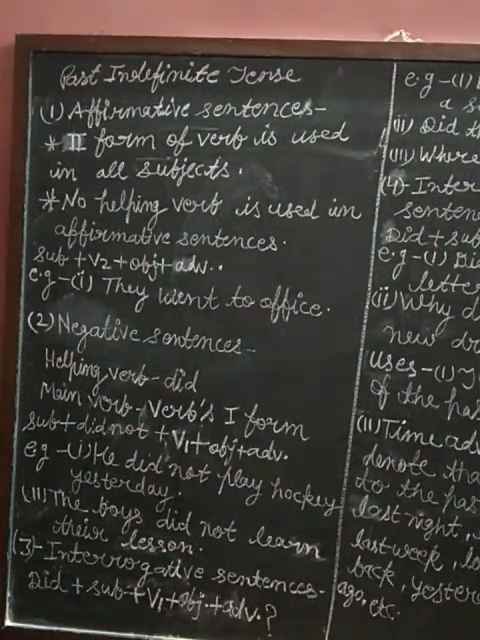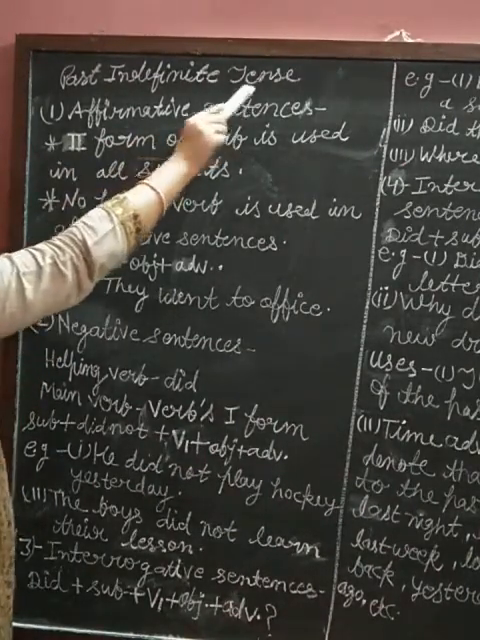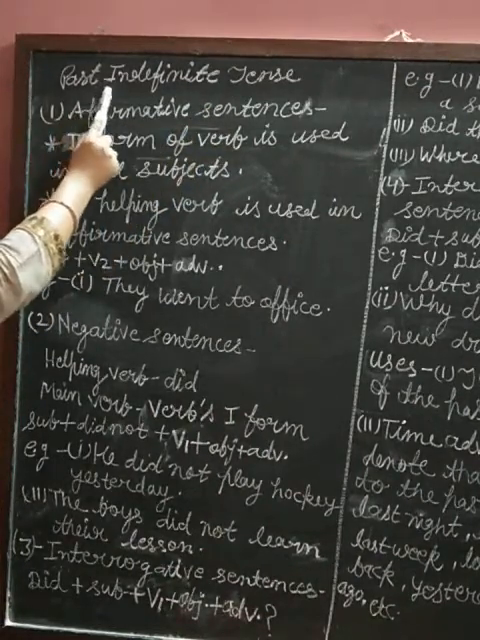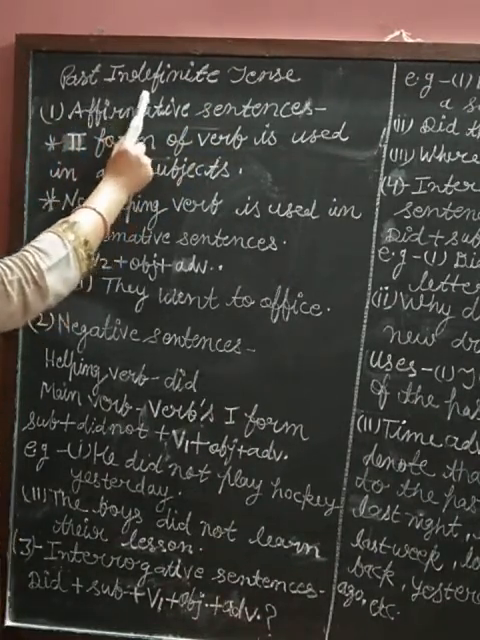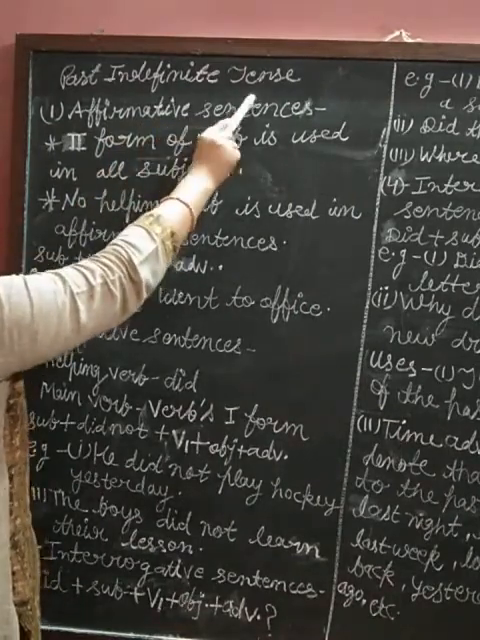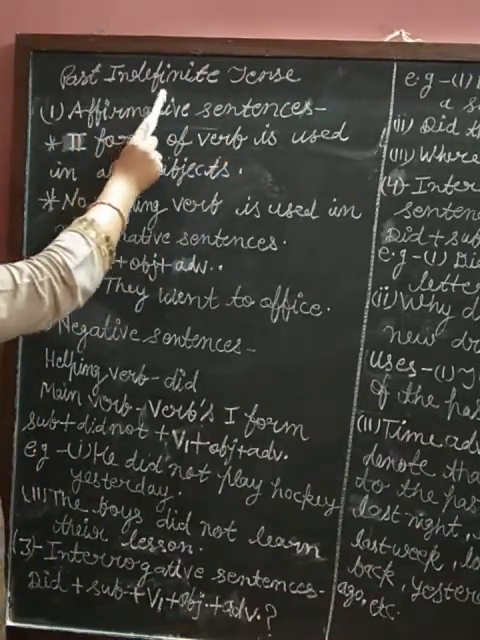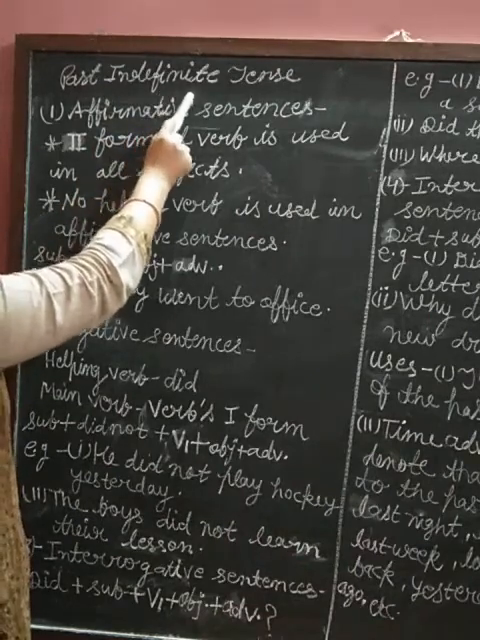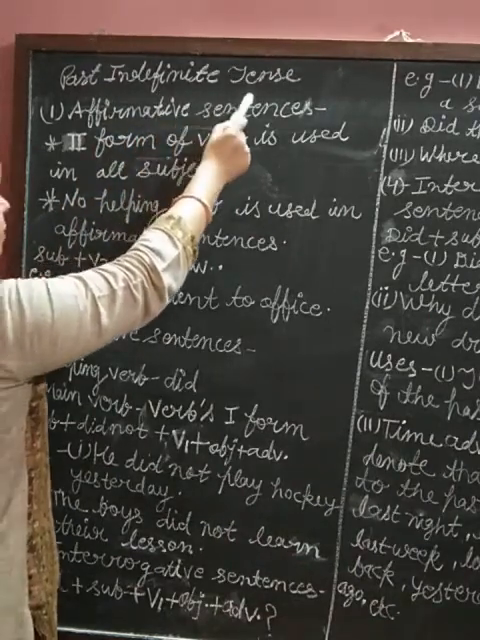Hello students, we have completed present tense, four subtypes of present tense. Today I am going to start past indefinite tense. Past indefinite tense is used to express the events or action of the past.